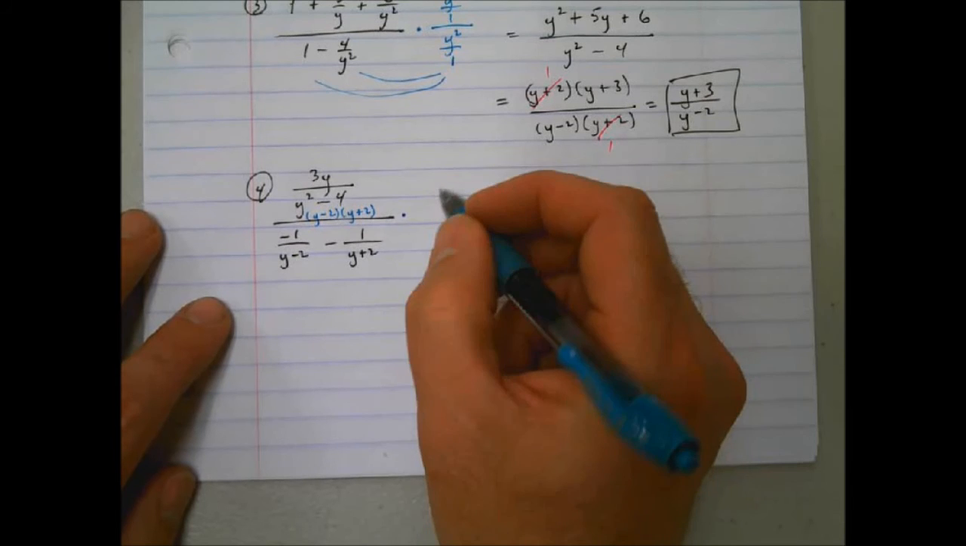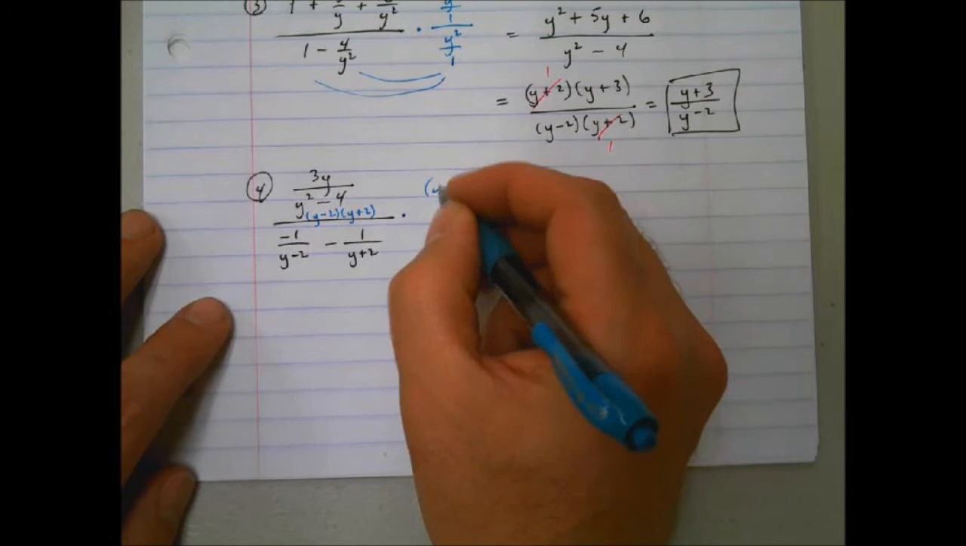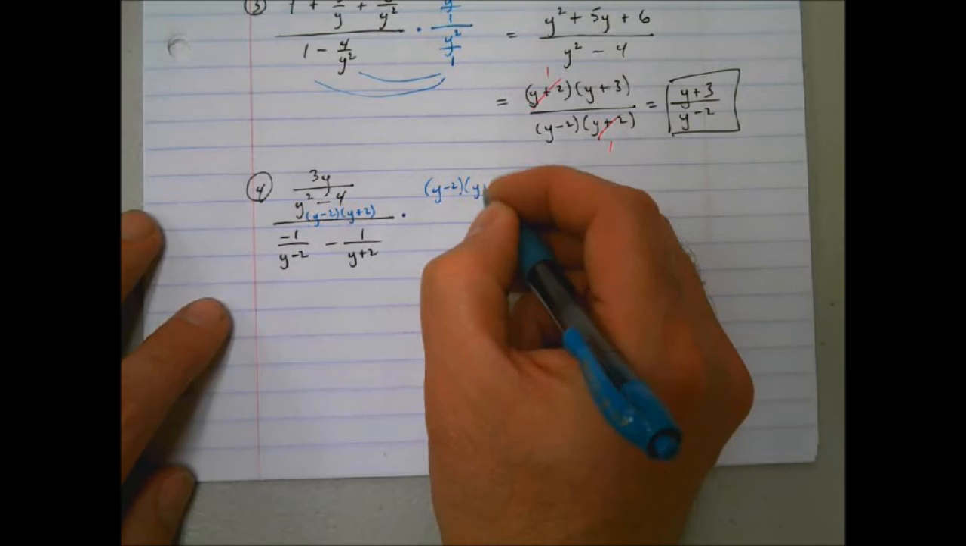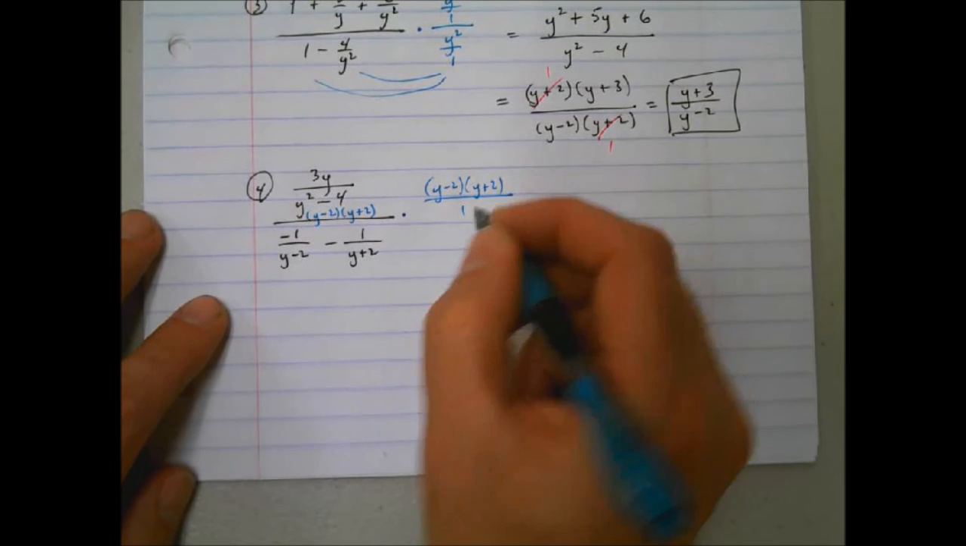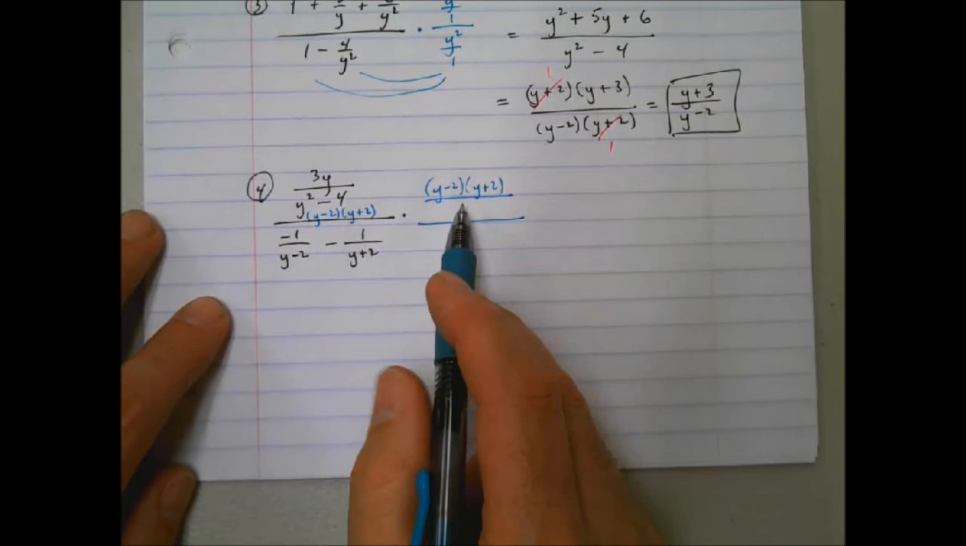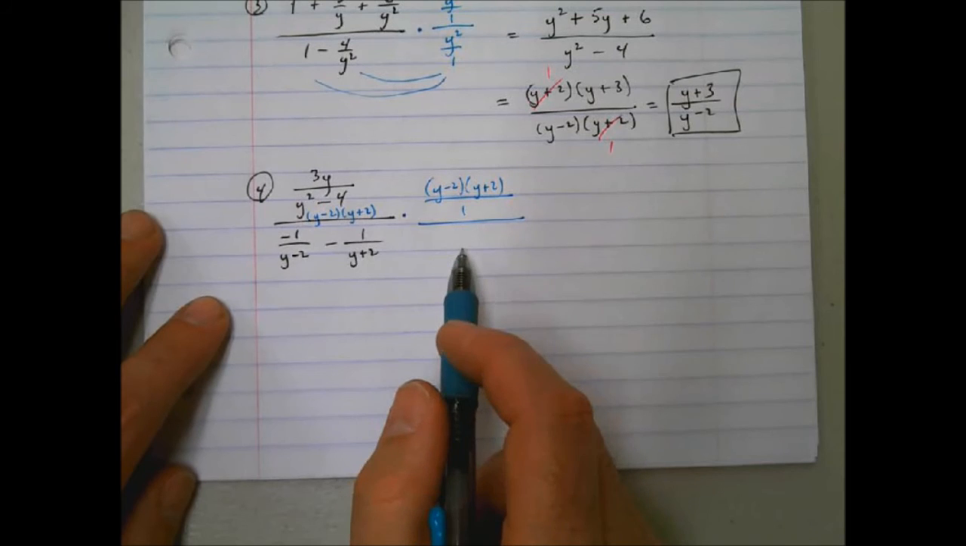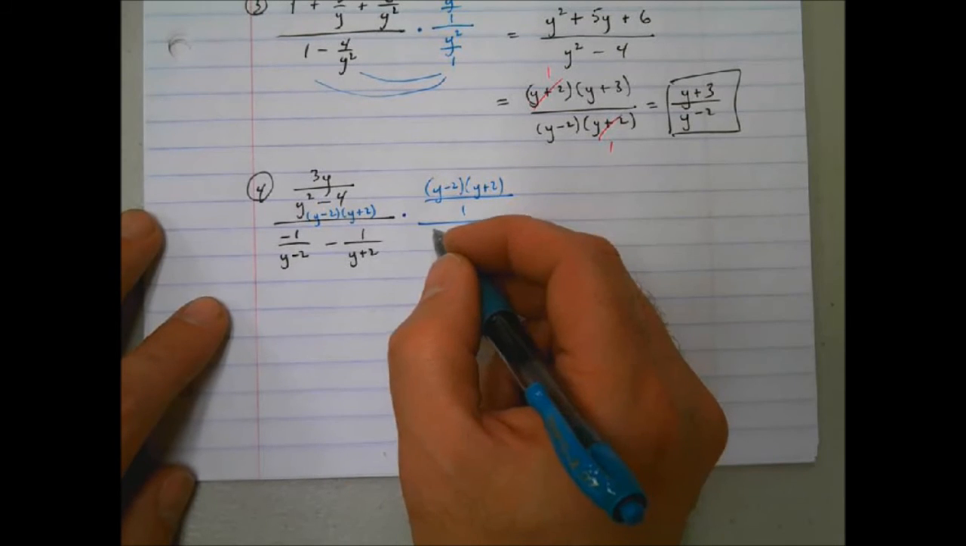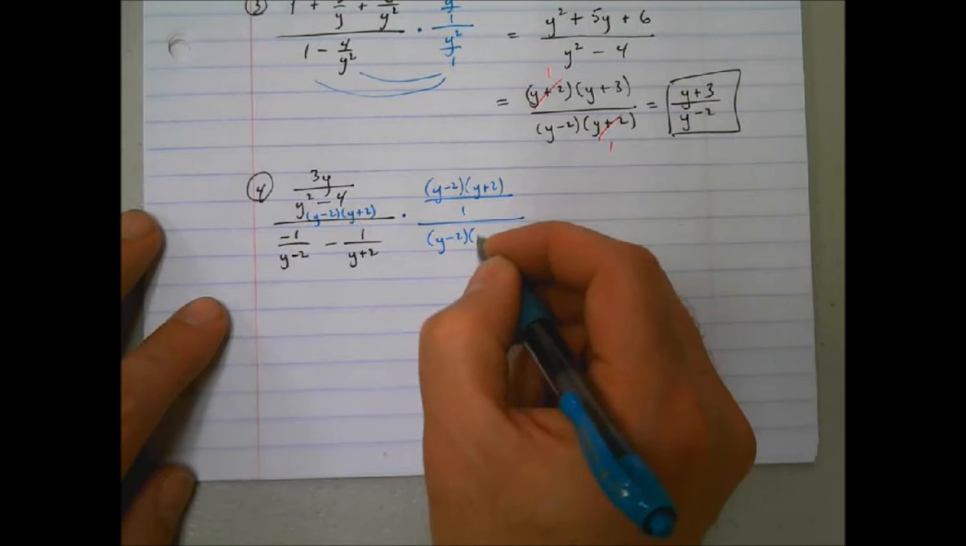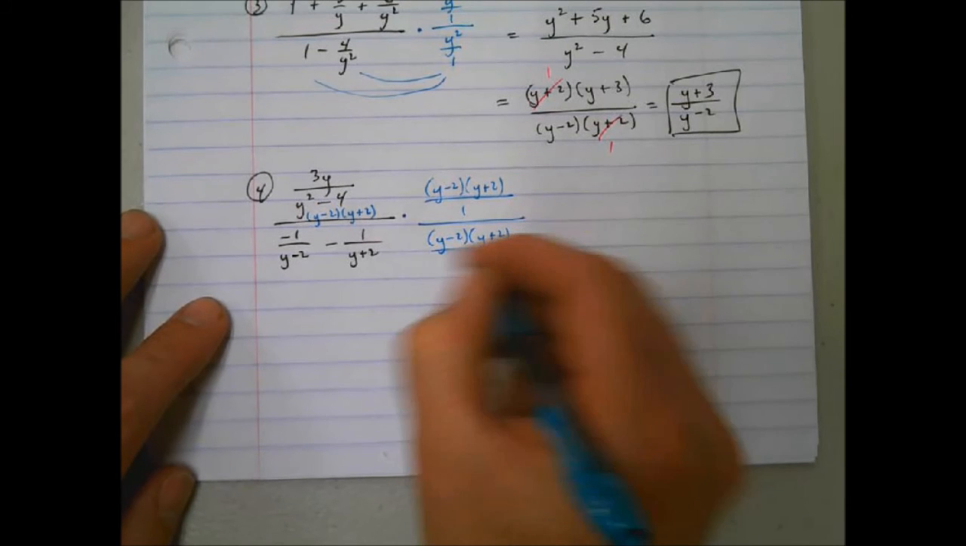So the lowest common denominator for the numerator and the denominator, the thing that would clear all the extra fractions, I need a y minus 2 and a y plus 2 over 1. Now, if I have those in the numerator, I will need this in the denominator as well. So y minus 2 times y plus 2 over 1.